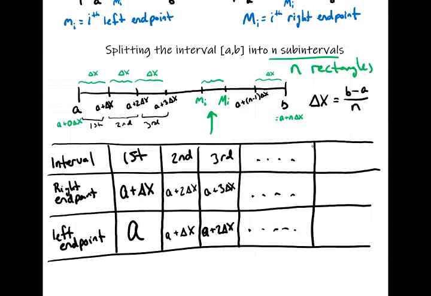And then we've made it to the last, or the nth subinterval. And on that nth subinterval, the starting x value on the left is a plus n minus 1 times delta x, and the ending value of that last subinterval is a plus n delta x. So this is the nth subinterval.